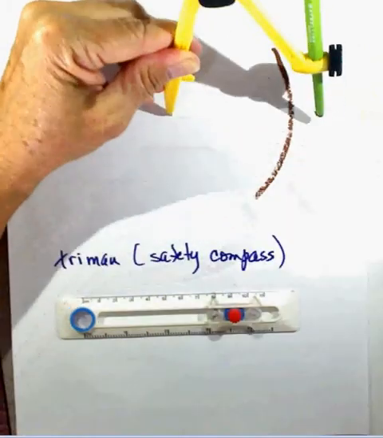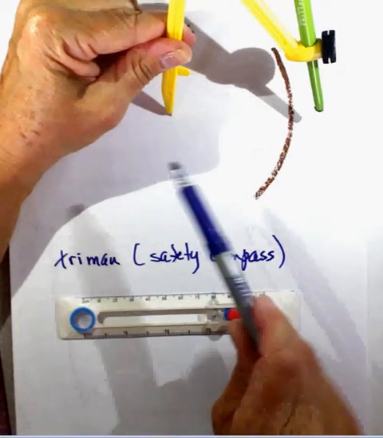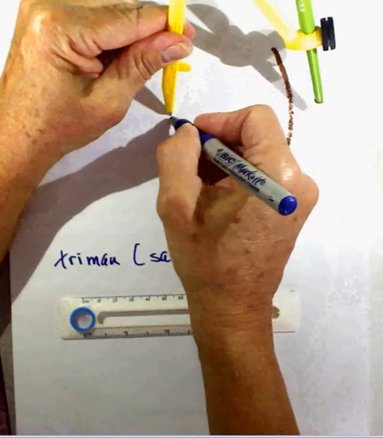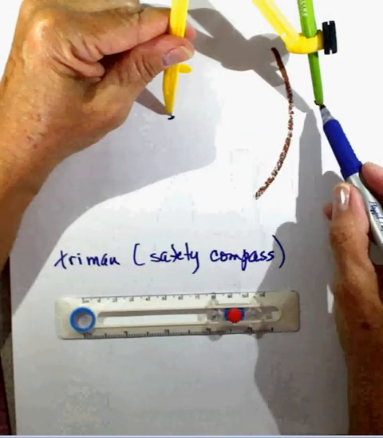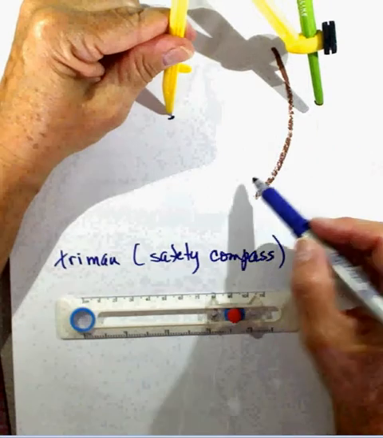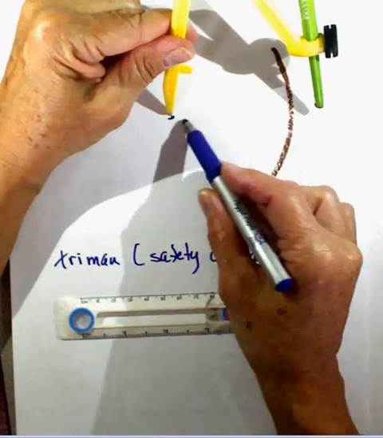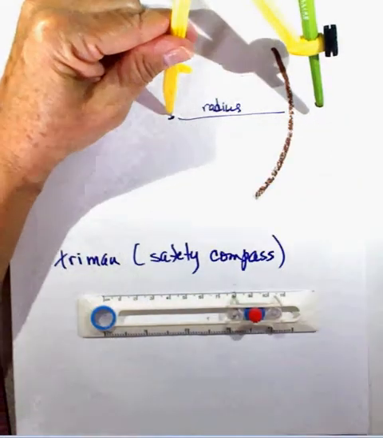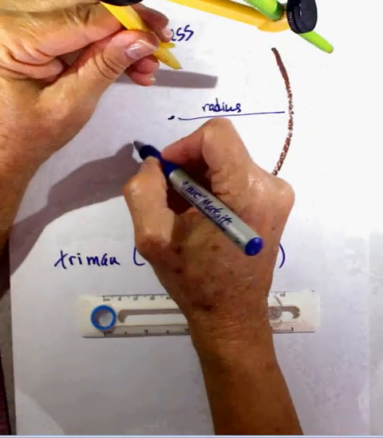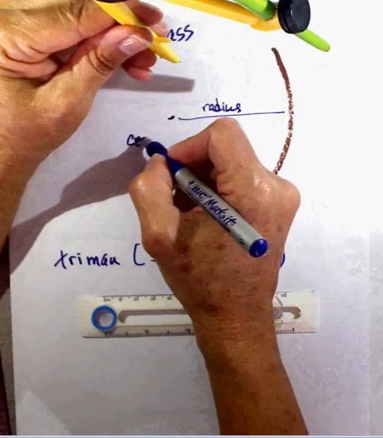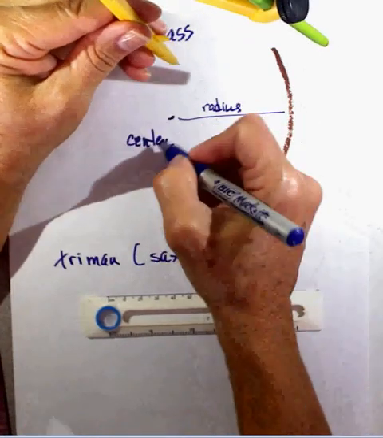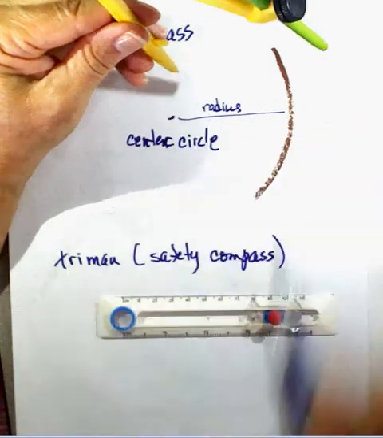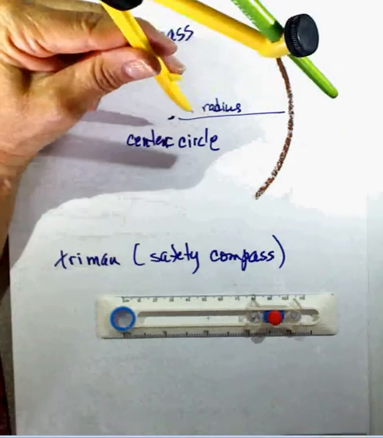So the reason being, if you want to draw a perfect circle, you have to keep the distance from the center of the circle, which is right here where the point is, to where you're making your arc. You have to keep that the same distance, and that, as we know, is called the radius of the circle. Okay, so these are two terms we're going to use a lot. We've got the center of the circle, okay, and we've got the radius of the circle.